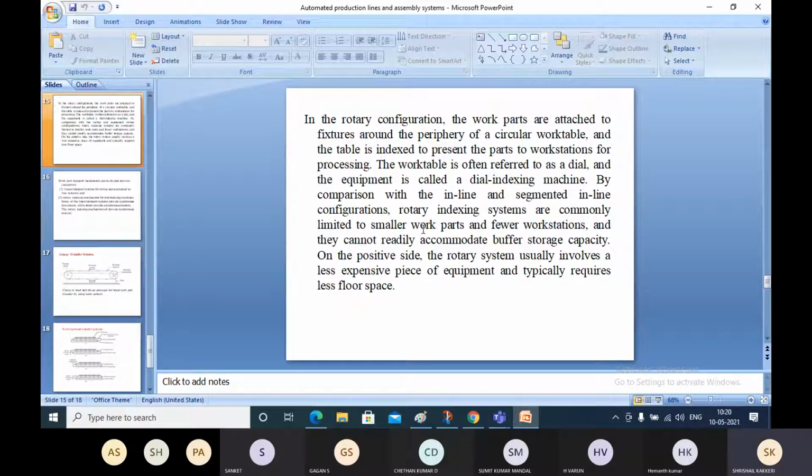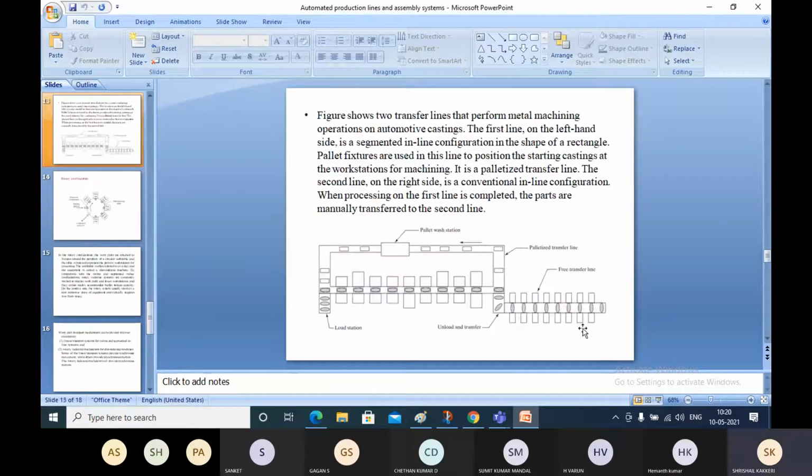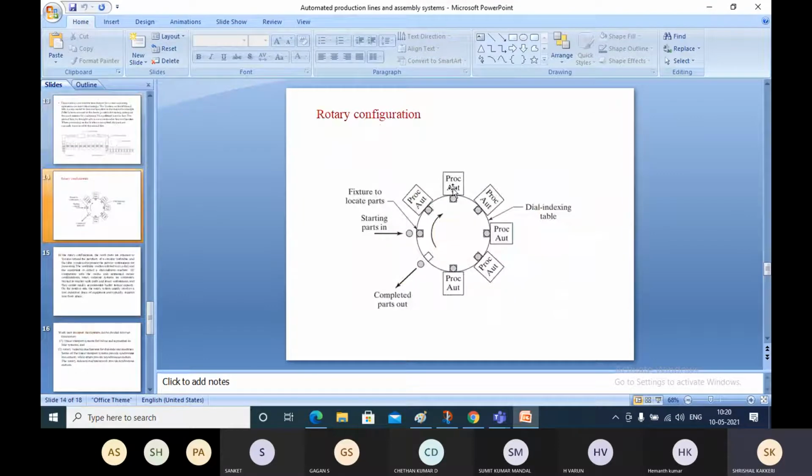And the table is indexed to present the parts to the workstation for processing. That means the indexed table only rotates segmentally, it is not rotating continuously, once until the work part is completed at a particular location. Here, for example, you can see that there are 1, 2, 3, 4, 5, 6.